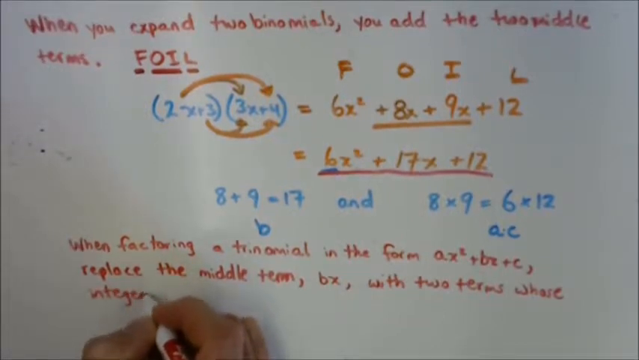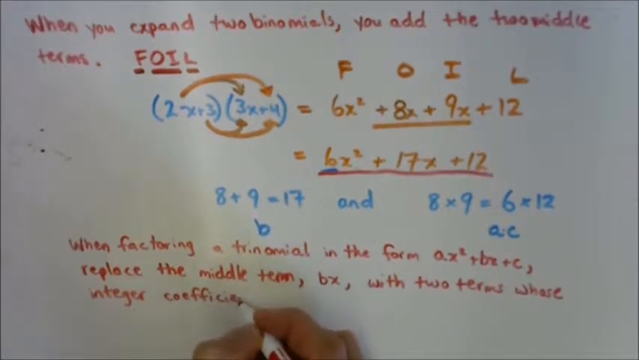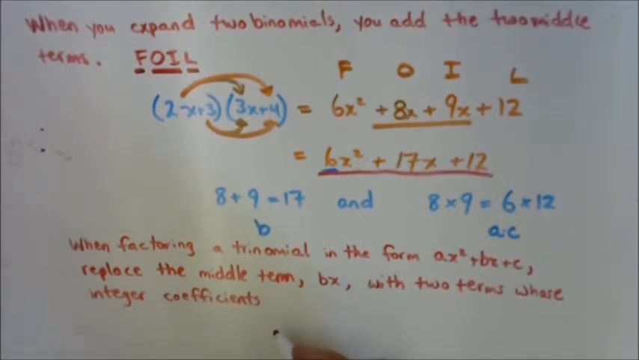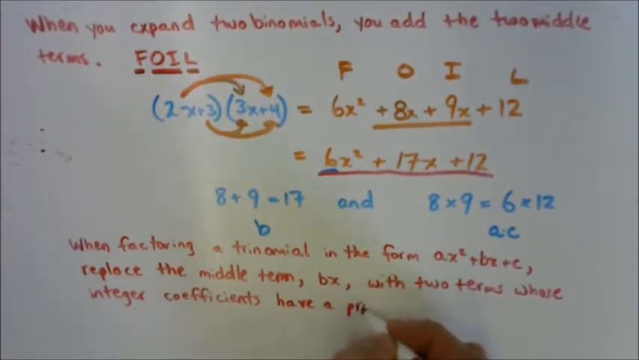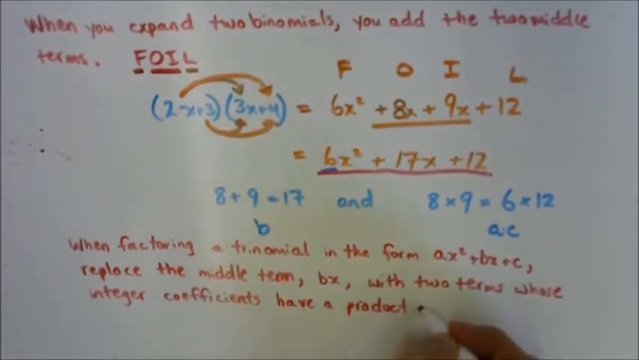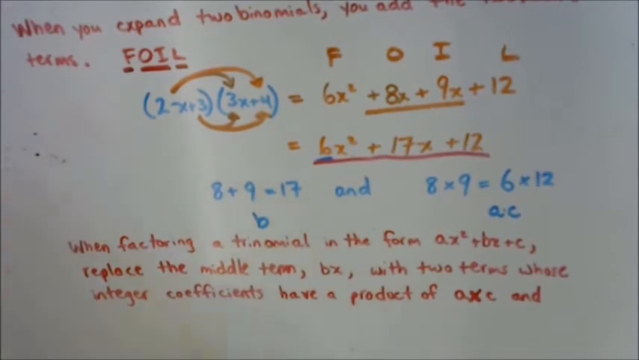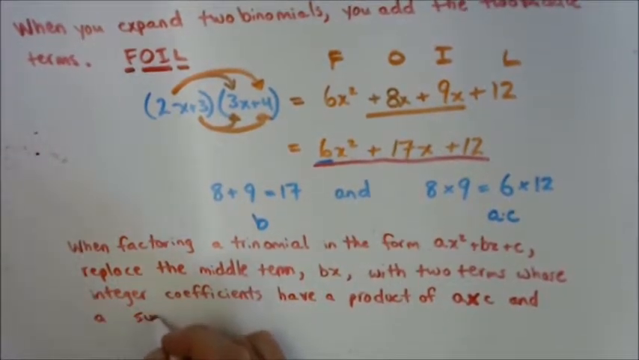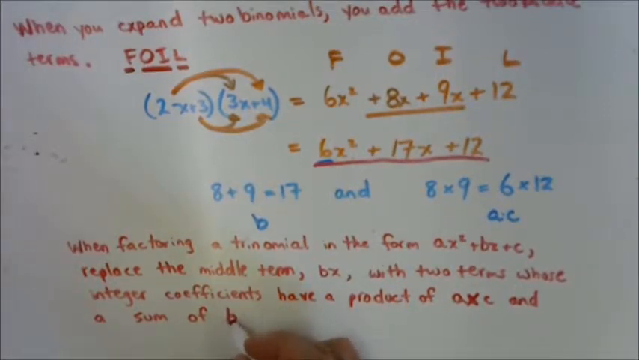integer means it's a whole number, coefficient means it's the number that goes in front of the variable, whose integer coefficients have a product of a times c, so that's a times c, not a x c, and a sum of b.